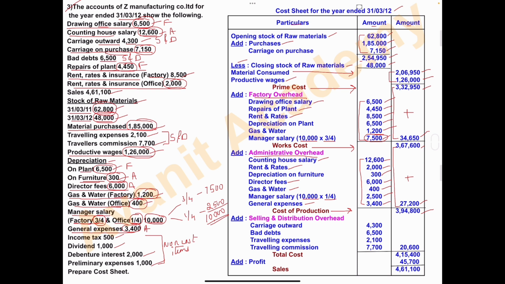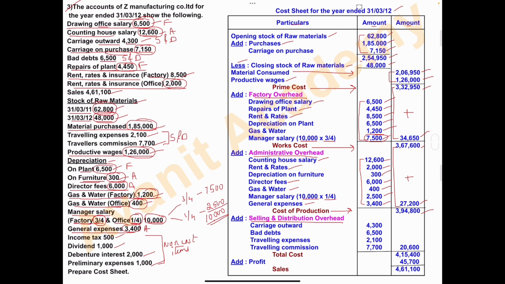Here also they have not given the opening stock of finished goods and closing stock of finished goods. So directly after cost of production, we'll take selling and distribution overhead. Right here, add selling and distribution overhead. Any expenses made for selling and distributing the goods to the customer, all those things we have to take under the head selling and distribution overhead. So wherever we have S and D, all those items we have to take under the selling and distribution overhead.